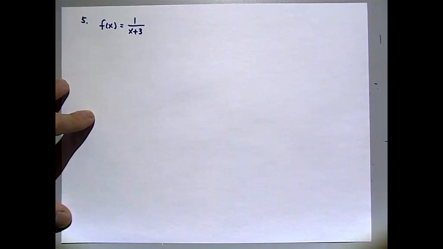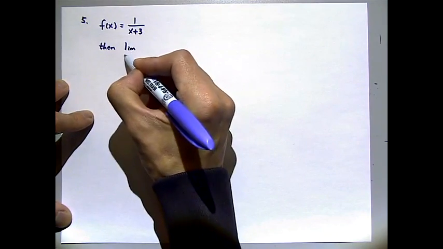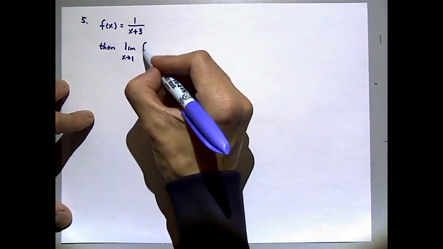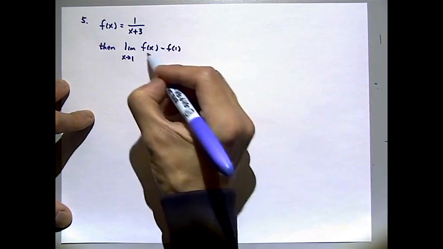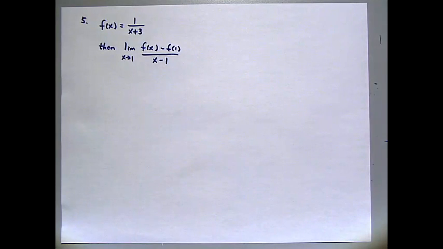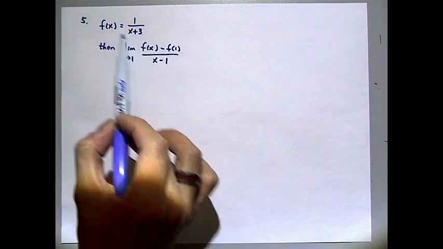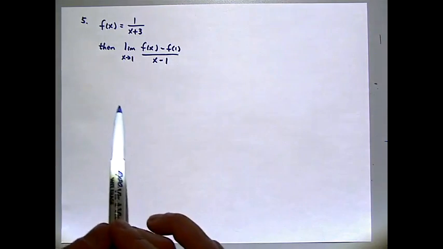If the function is 1 over x plus 3, then we are looking for the limit as x approaches 1 of f of x minus f of 1 over x minus 1. All right. Now, one way you could do this is to substitute this function into here, subtract what it is equal to 1, and then try to work out the limit. That's one way to do it.